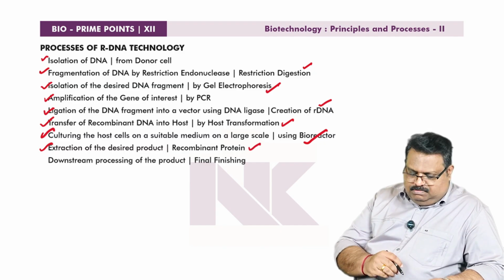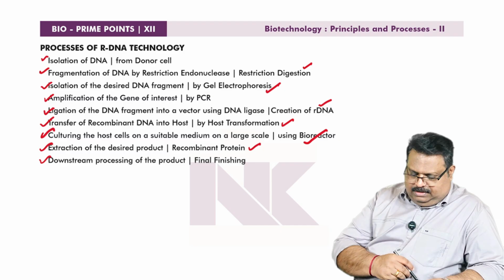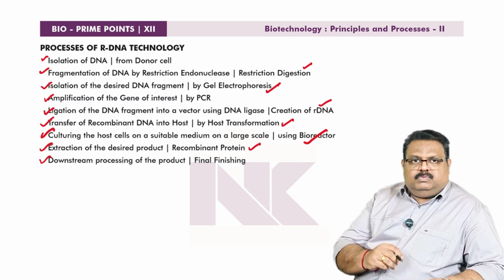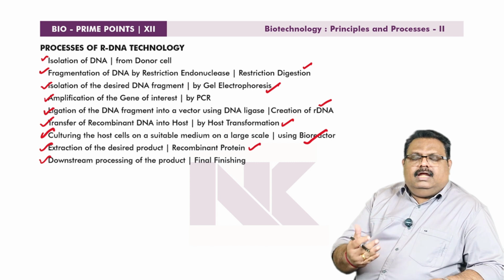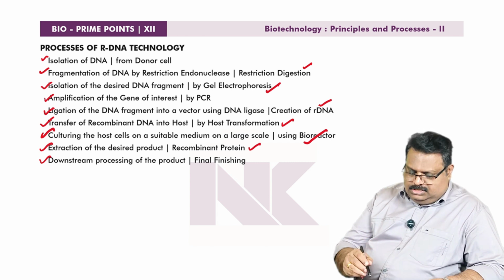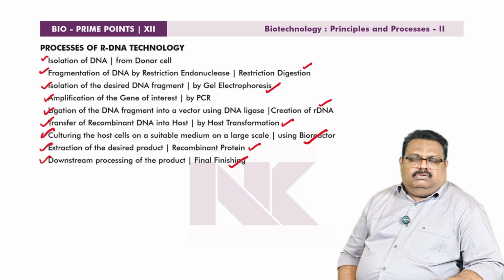And the final mechanism is the downstream processing. That means the product is produced, the recombinant protein is produced, then it must be made ready for marketing. That is the final process. That is the final finishing of the product. That process is called downstream processing.